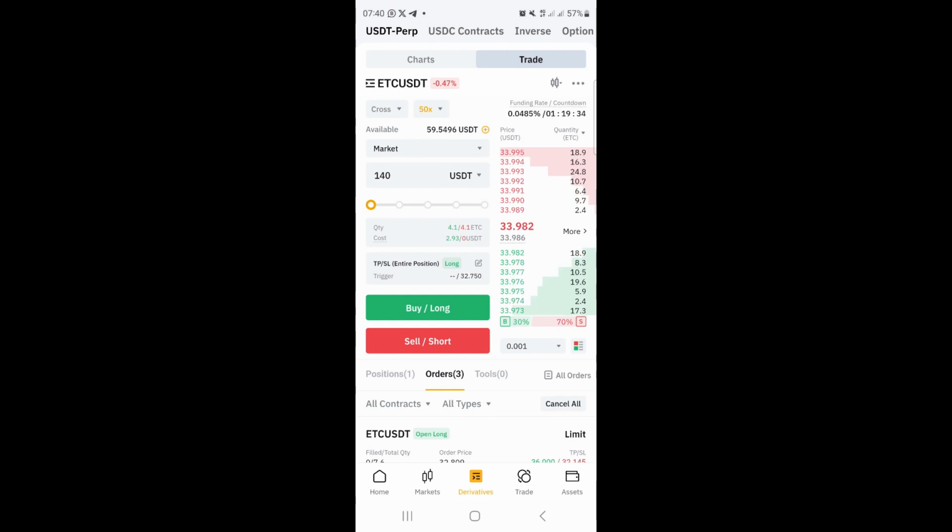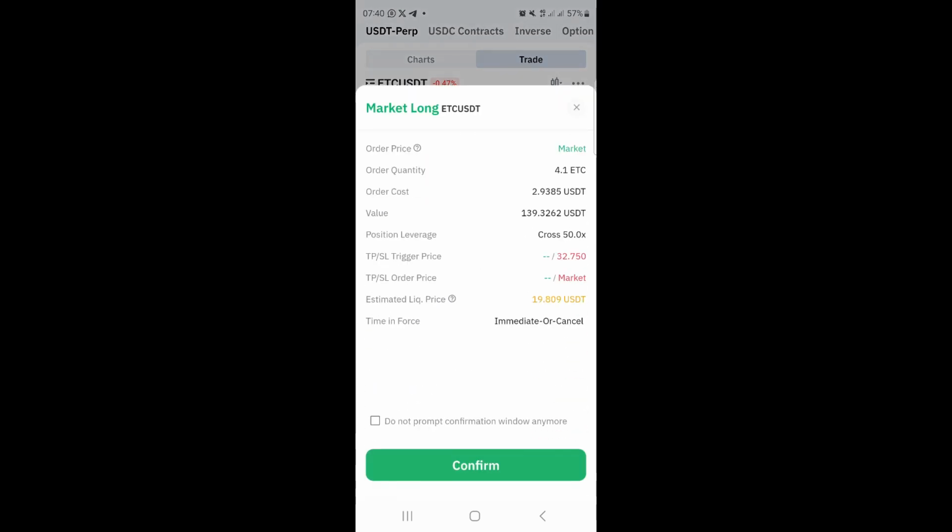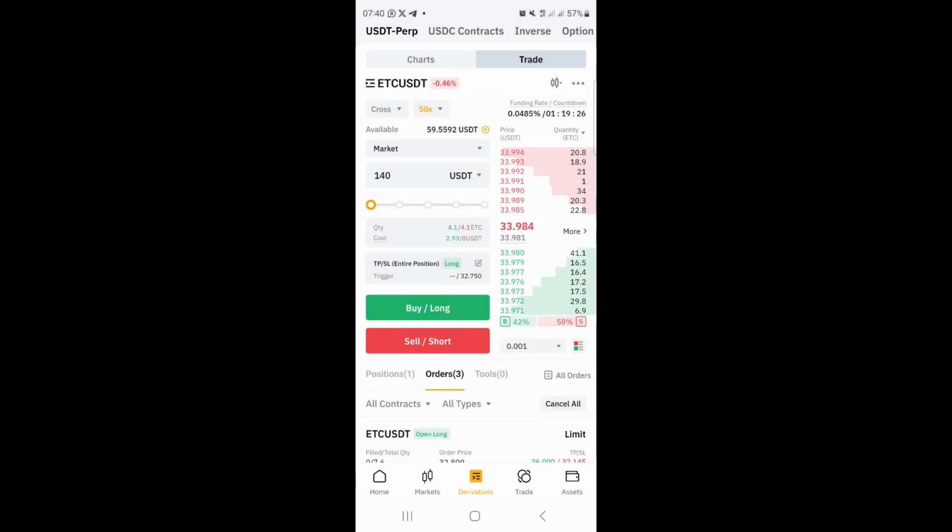Then next, what you want to do is just buy long. Confirm that your liquidation price is below your stop loss for a long trade, confirm every other thing, then enter the trade. Now what I want to show you is the case of multiple take profits, you understand?